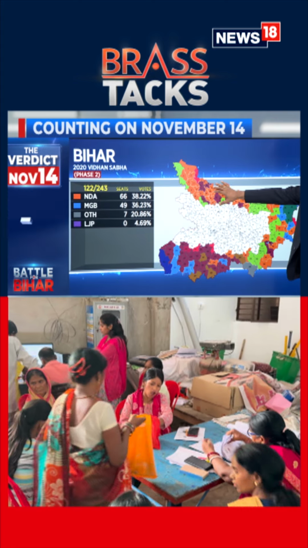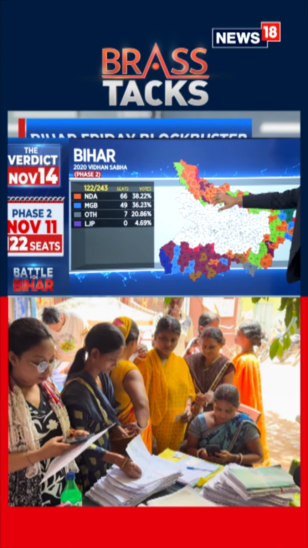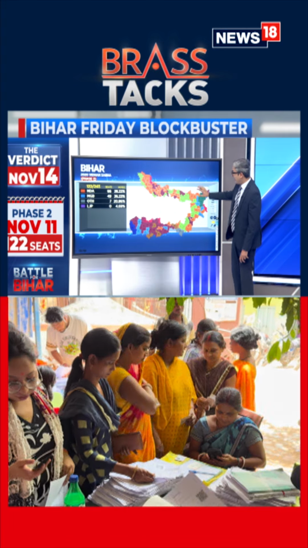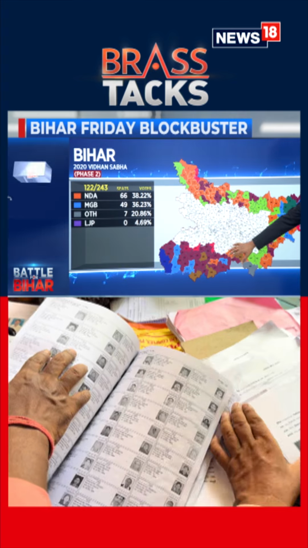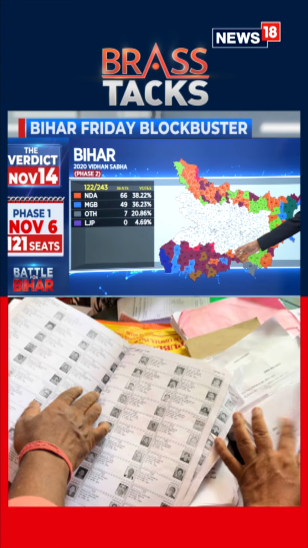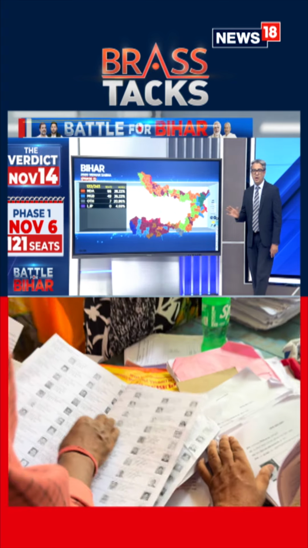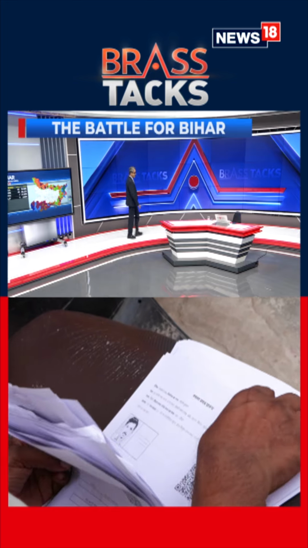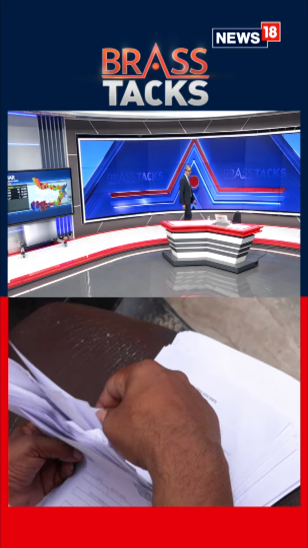The seats up in the north of the Ganga, the Mithilanchal belt, some parts of the Seemanchal belt, and of course in the south, where the Mahagathbandhan seems to have done better in Bihar. So this is how it will play out in terms of phases this time around, both in the north and in the south.